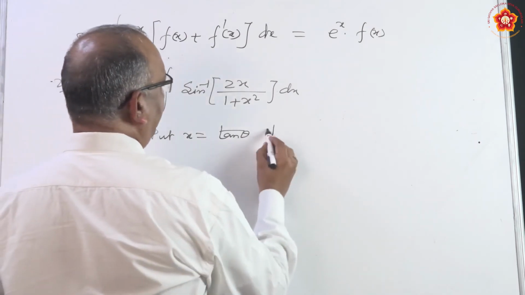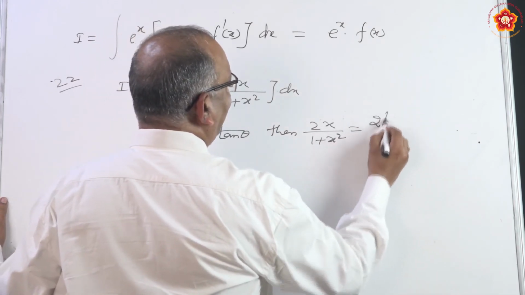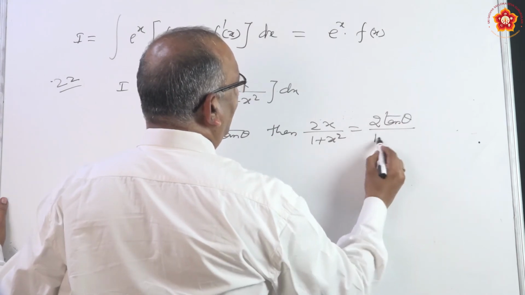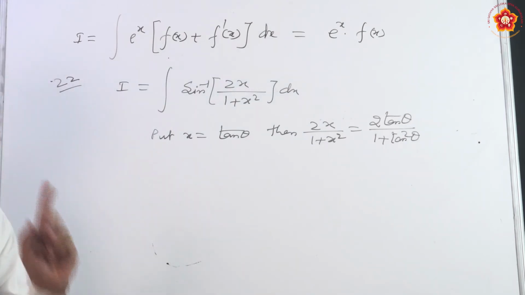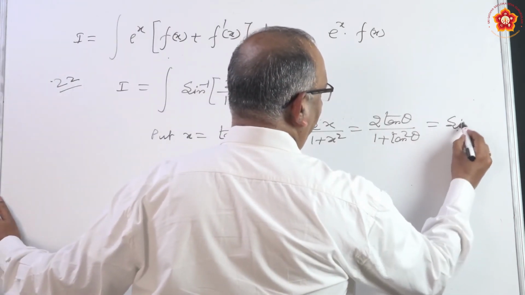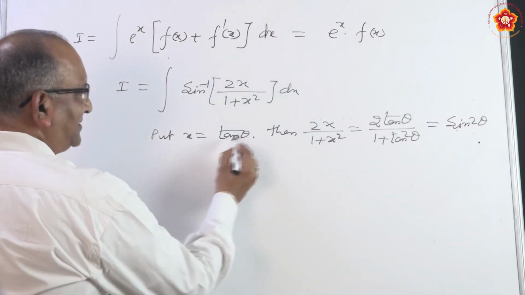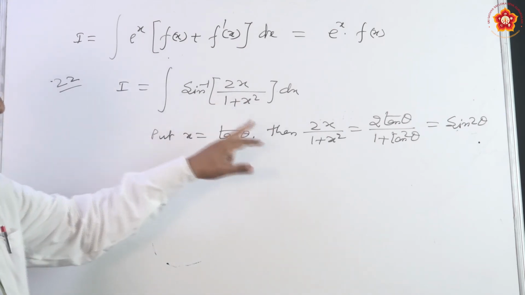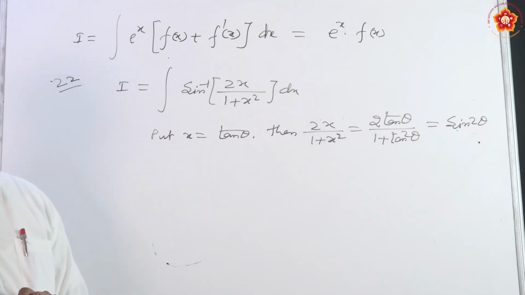Then what will happen? Then 2x upon 1 plus x square will become 2 tan theta upon 1 plus tan square theta. What is 2 tan theta upon 1 plus tan square theta? Recollect? It is another way of expressing sin 2 theta. So, this is nothing but sin 2 theta. How did we get this? When we substituted x equal to tan theta, 2x upon 1 plus x square became 2 tan theta upon 1 plus tan square theta, which became sin 2 theta. Okay?